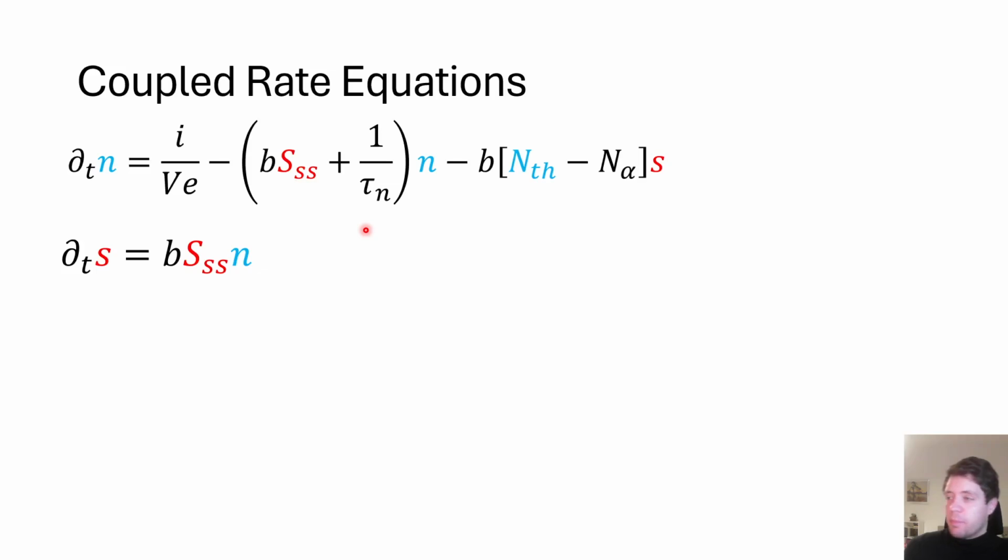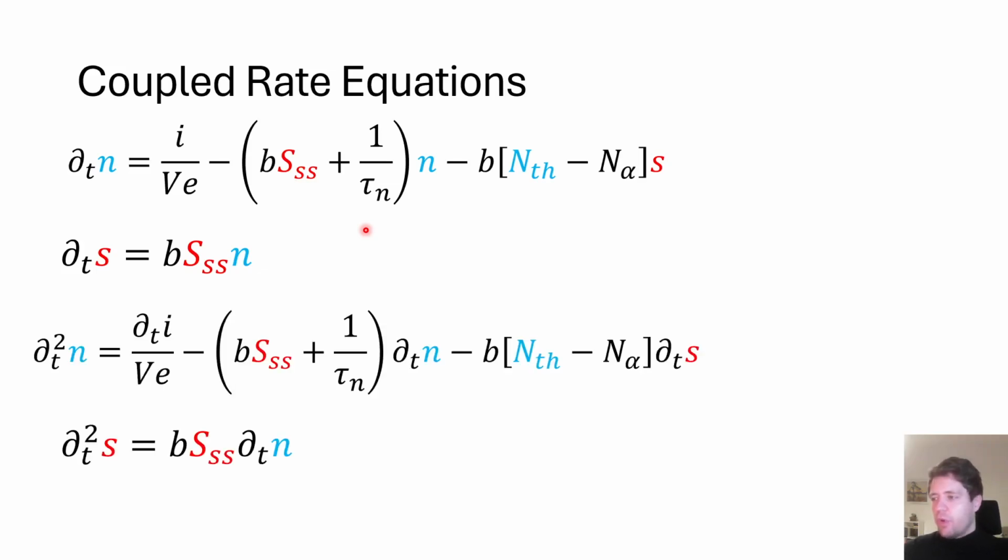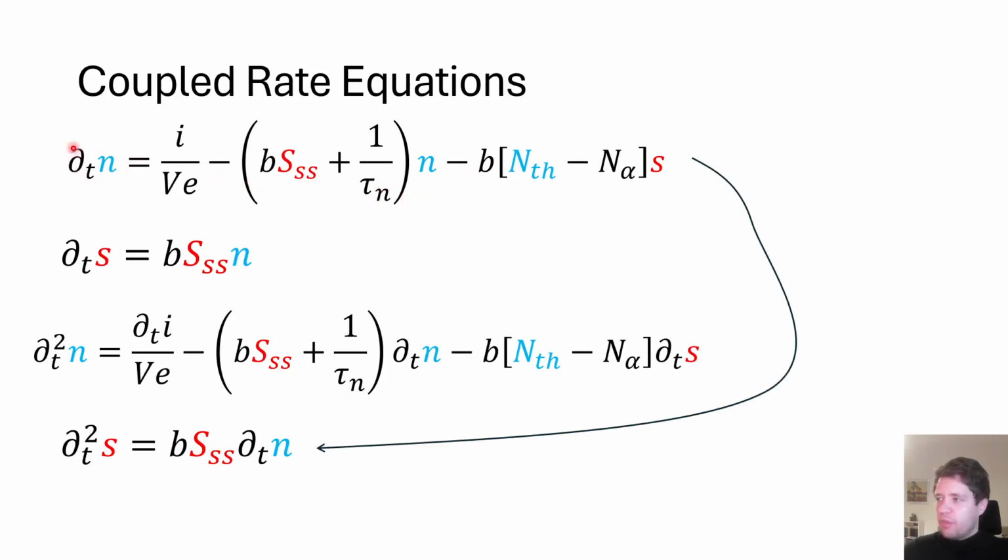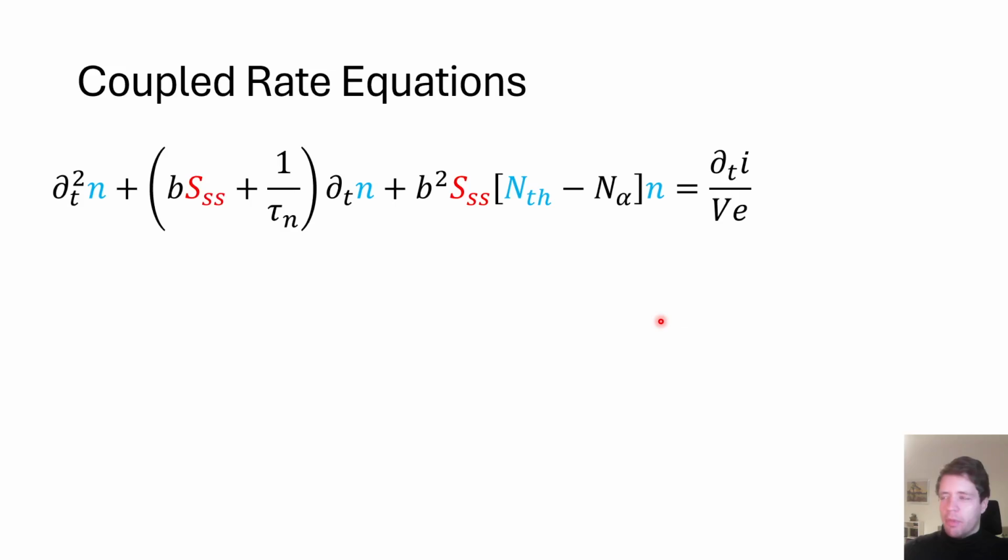To make things even simpler, we can actually take another time derivative on both of them. And the idea here is that we can now take this equation here for the derivative of n and plug it in down here, and this expression for the derivative of s and plug it in here. And this allows us to decouple the two equations. In fact, that's just what I've done here.